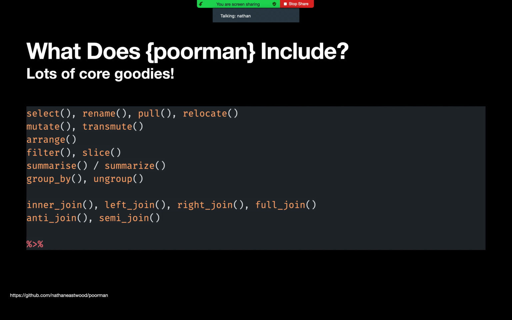Now, if you've not seen dplyr before or you've not used it, I wouldn't worry about it too much. I'm going to go through a little demo in a moment. And the great thing about Poorman is, let's say you have a dplyr script. The idea behind it is that you should be able to simply swap out your library call for library poorman, and you should still be able to run your dplyr script, which is pretty cool.